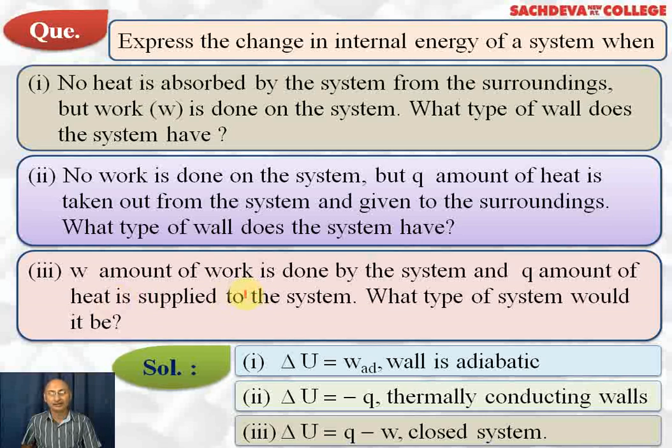Third part, W amount of work is done by the system. It means W is minus W. And Q amount of heat is supplied to the system means Q is plus. So delta U will be equal to Q minus W, and the type of system is a closed system. Why is it a closed system? Because heat is being exchanged as well as work also is being done.